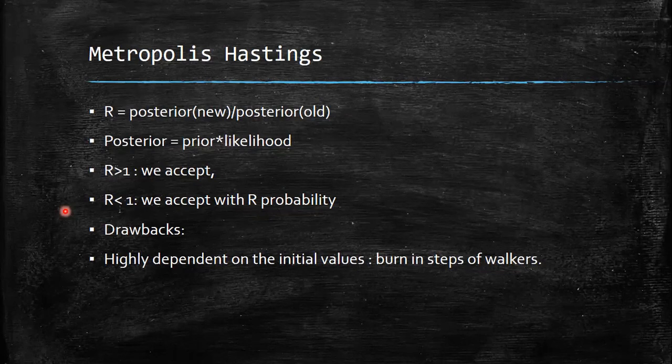But the only drawback of doing this is that it takes a longer time to stabilize and arrive at the distribution. So this is highly dependent on arriving at really good initial conditions randomly. So we always end up burning a lot of the initial stages.